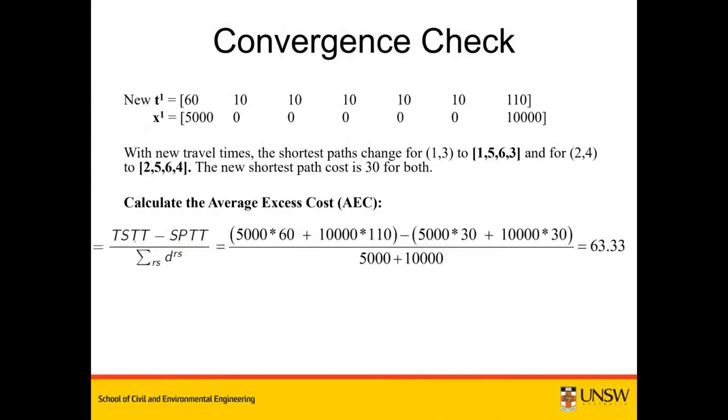It was the difference between the total system travel time minus the shortest path travel time, divided by the total demand. The total demand is obviously 5,000 plus 10,000. We had it from the OD matrix.